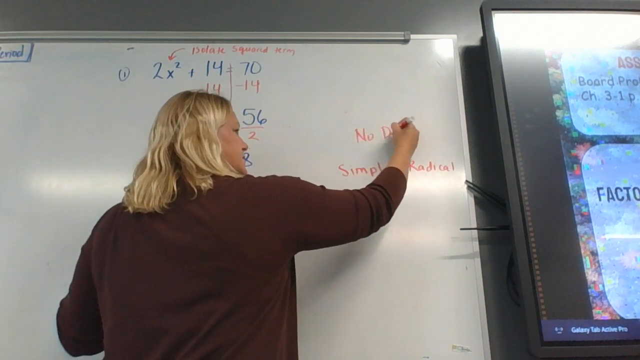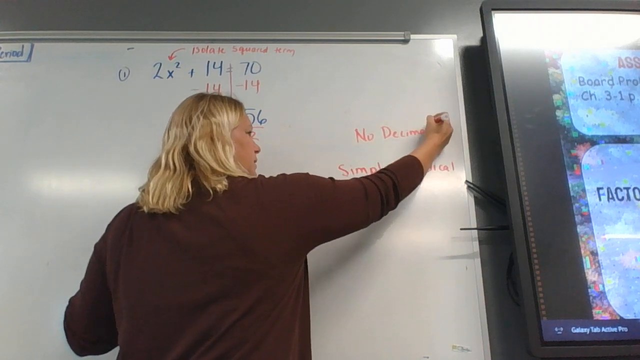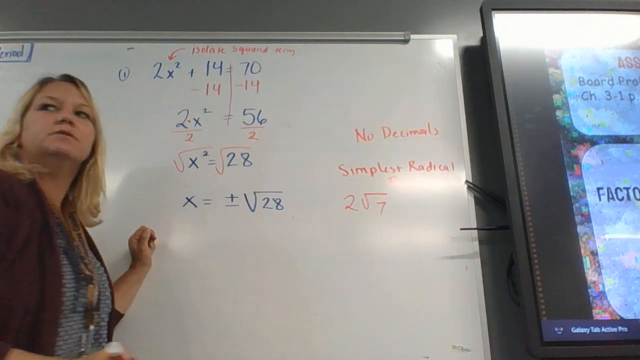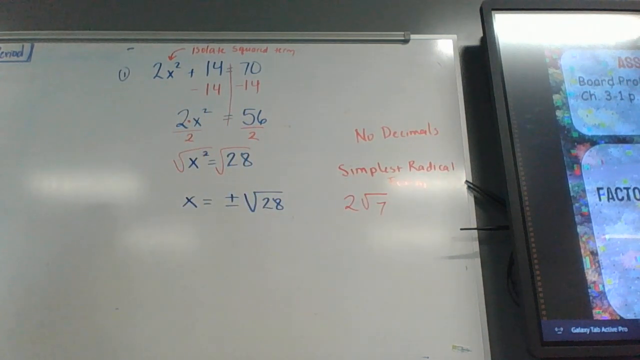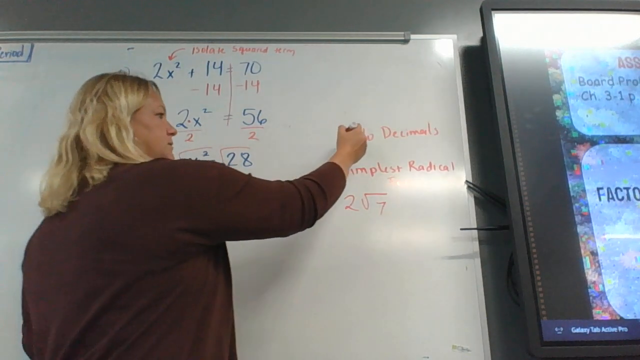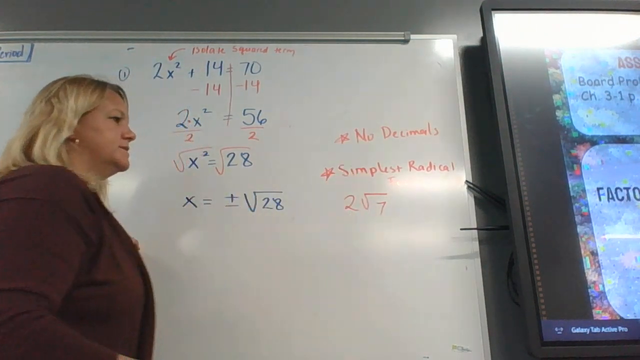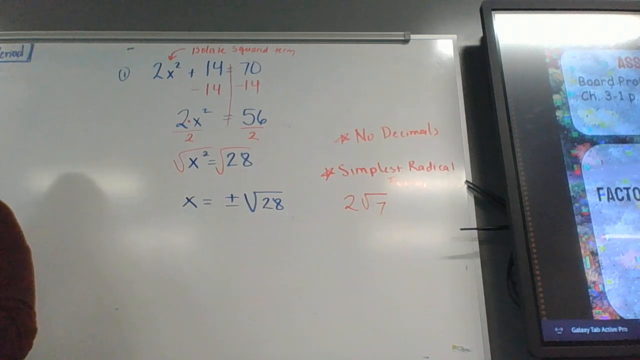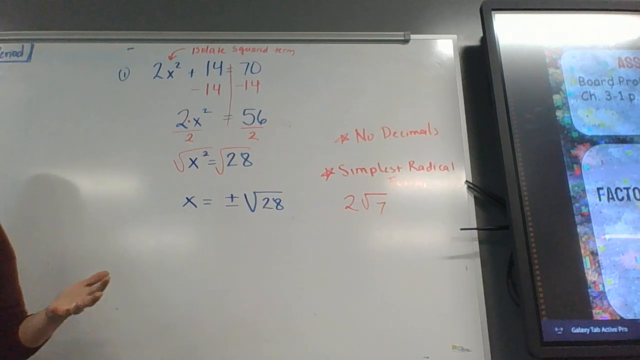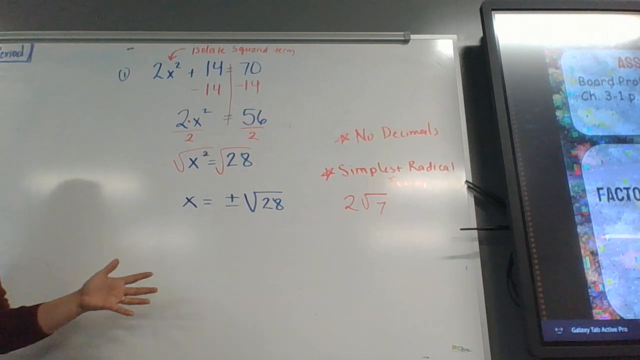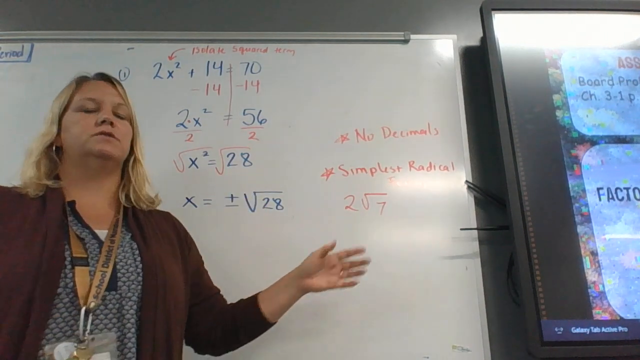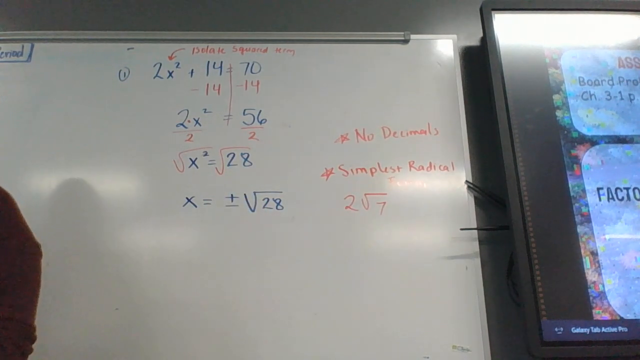So we're going to focus for a little while. When we go to a word problem, we'll probably look at decimals so we can conceptualize it. But for now, we want to talk about no decimals. We want to utilize simplest radical form. You have to prove that you understand what the calculator is doing. So how did your calculator go from 28 to 2 square root 7? You have to show that work.